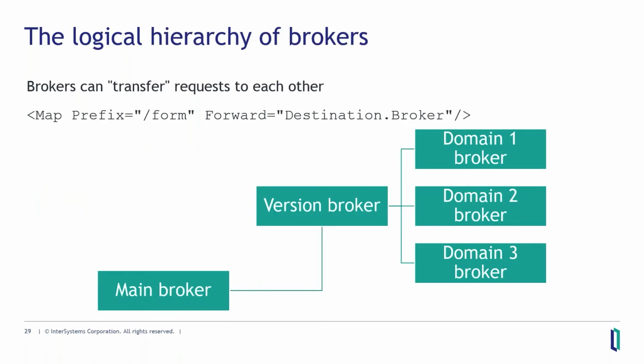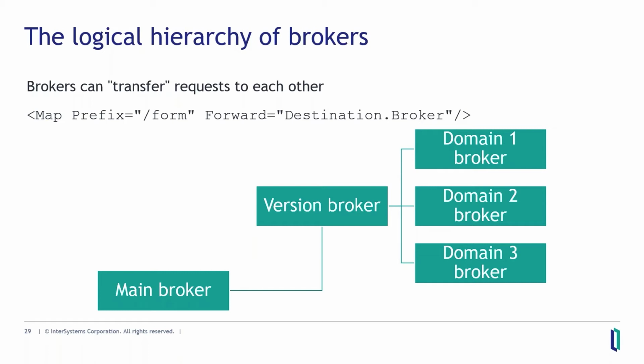And now the logical hierarchy of brokers. The previous one we were talking about was physical: the brokers extending each other. Now brokers can also transfer requests to each other. So if our URL contains a prefix, we forward our request to the next broker with that prefix, and our brokers should also be separated this way.